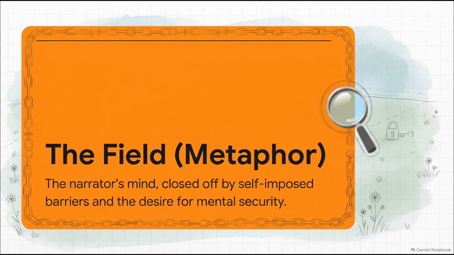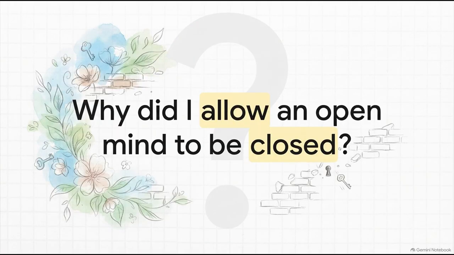But slowly, maybe out of a desire for mental security or a fear of getting hurt, they fenced off their opinions. They put a locked gate on their emotional availability. They built self-imposed barriers to keep out the unpredictable, only to realize they trapped themselves inside. Why did I allow an open mind to be closed? It's such a profound, heavy moment of self-reflection.